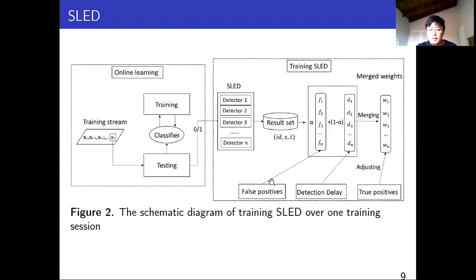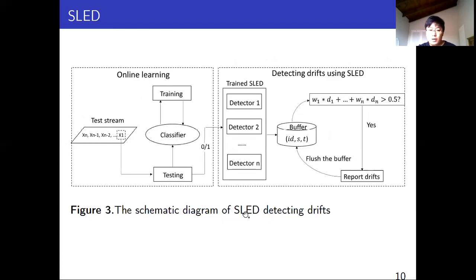Once SLED is trained, we can then apply it to the test stream and detect drifts. And this is how it works, right? Each of the data instances from the test stream will also first go through the classifier, and we will get the classification result. This classification result will be fed into each of these base detectors as well. And then we will store these detection results for these base detectors in the buffer.